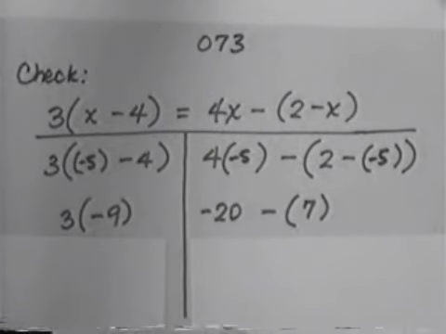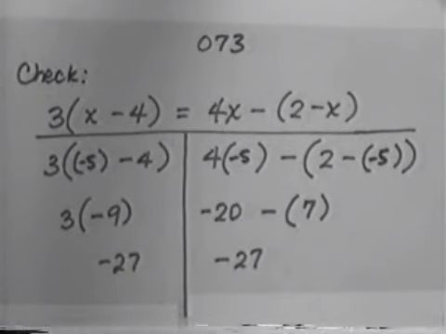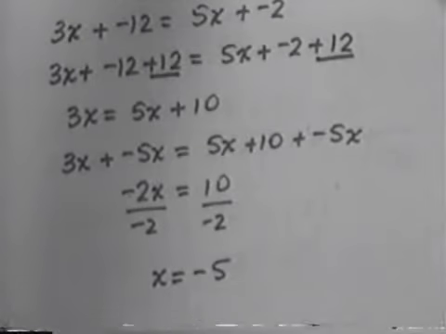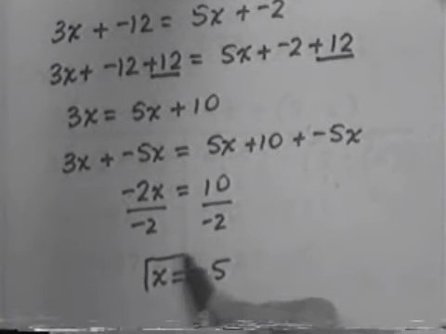Then all that's left is to simplify on either side. 3 times negative 9 is negative 27, and negative 20 subtract 7 is negative 27. This says that the problem checks out as being correct for the solution of x equals negative 5, and so our answer is x equals negative 5.